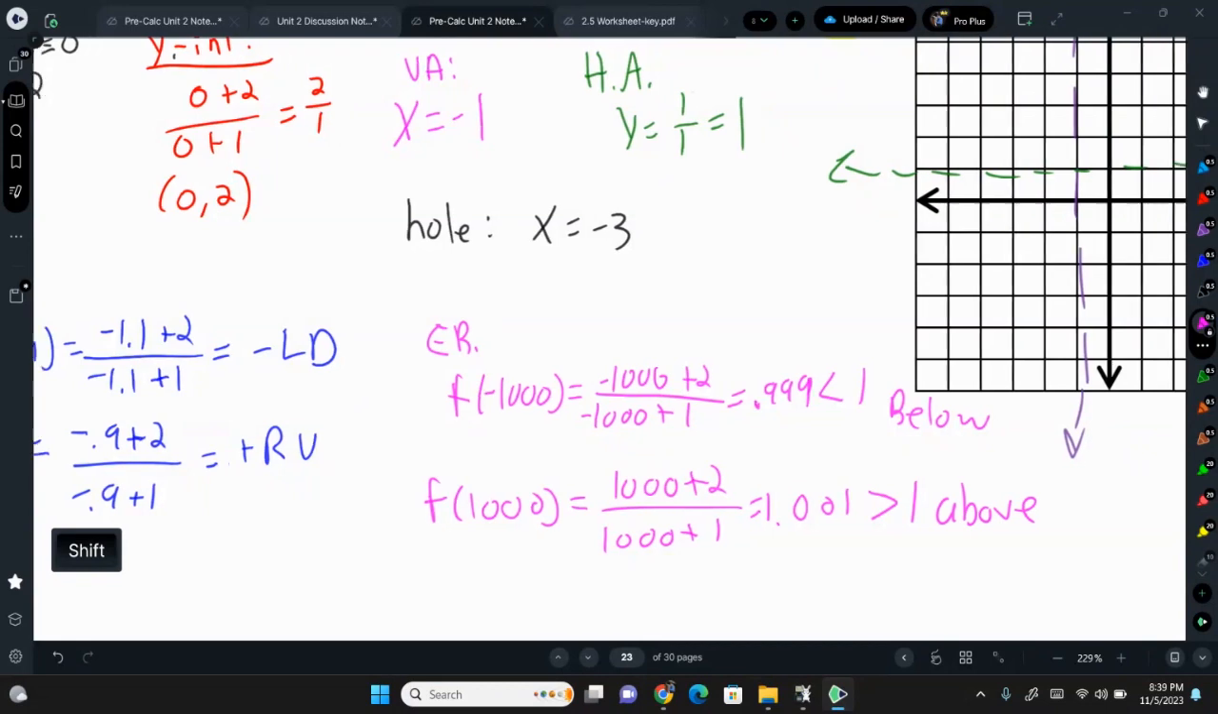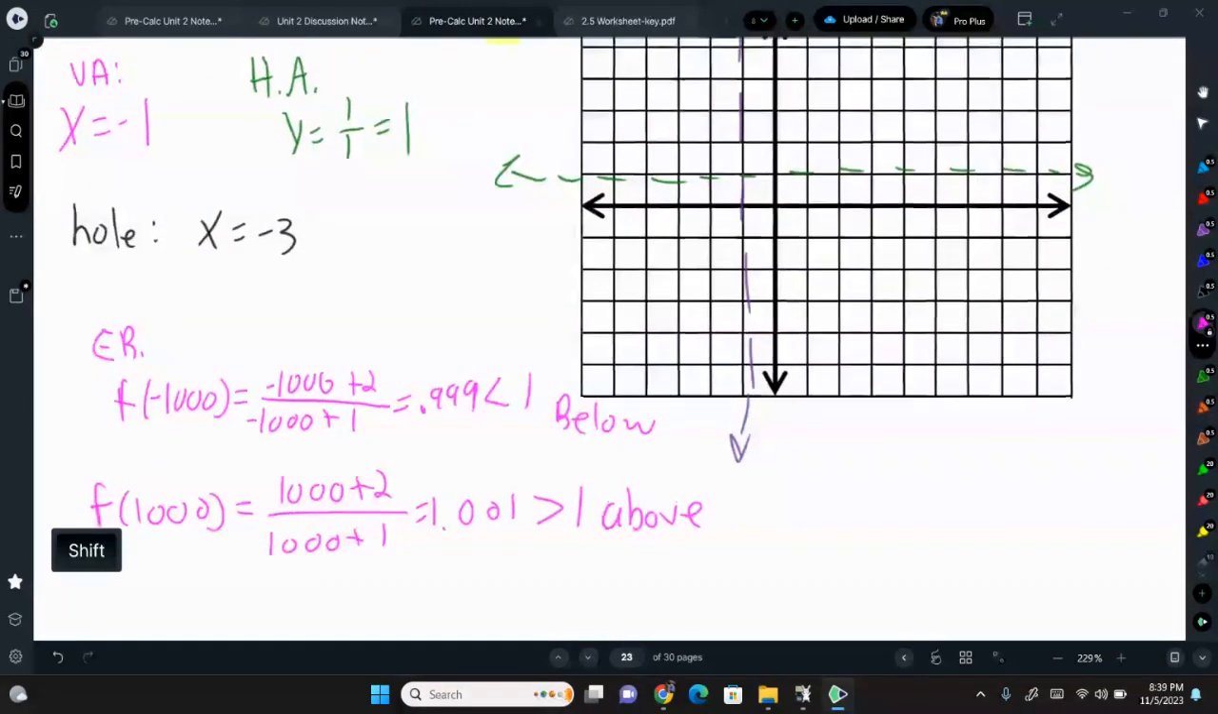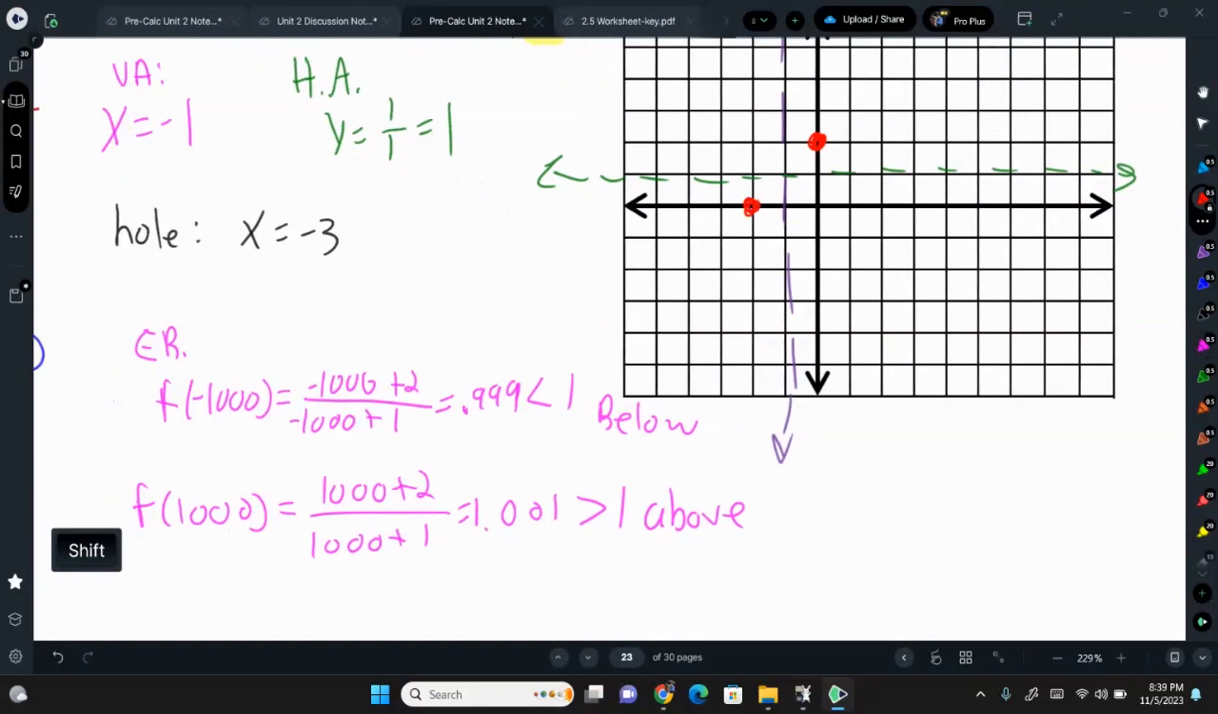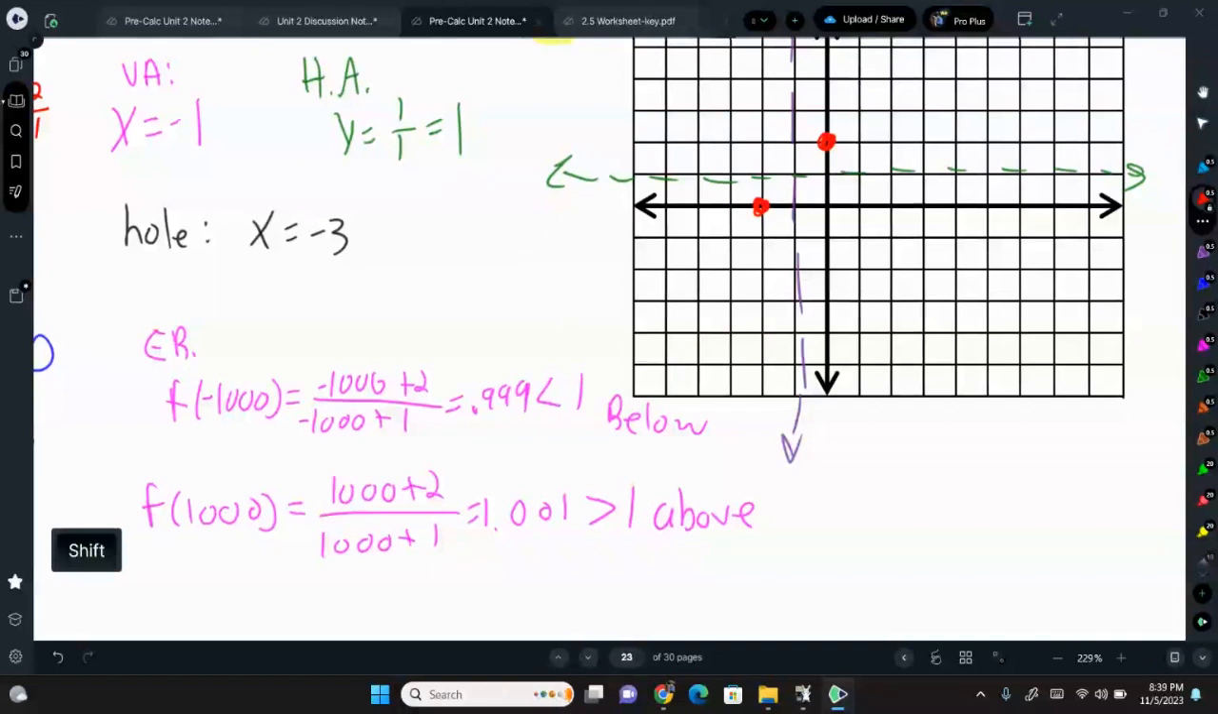All right, so now let's plot our x-intercept and y-intercept. Our y-intercept was 0, 2. Our x-intercept was -2, 0. And our behavior, the left side is going to be below the asymptote. So it's going to come this way. But remember, we have a hole at -3, and that is how we would draw the hole. Just like a dot, but not filled in.